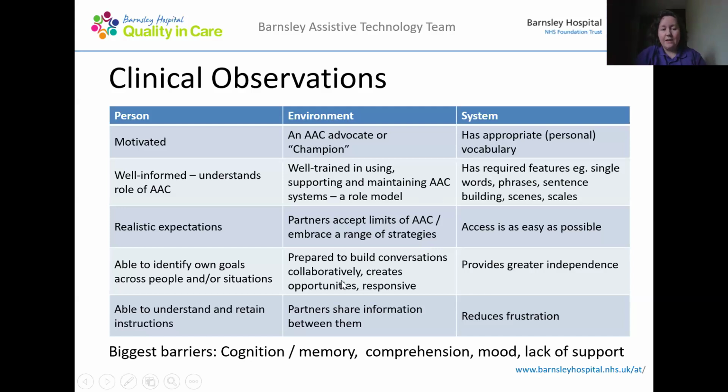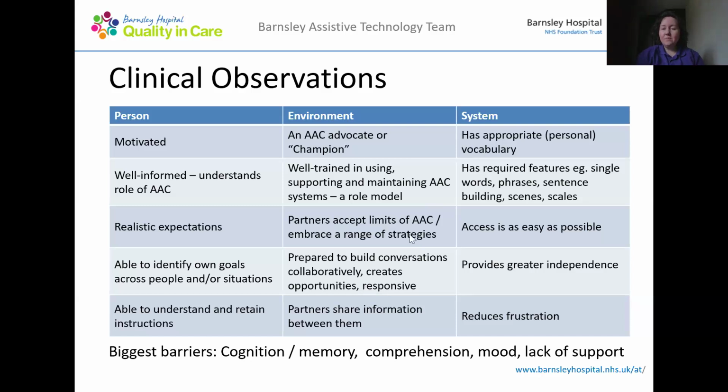And this links in as well, like building conversation collaboratively creates opportunities and responsiveness. So these are all communication partner training strategies, aren't they, that you hear about in communication partner training. Partners sharing information between them. So that kind of joint interaction.